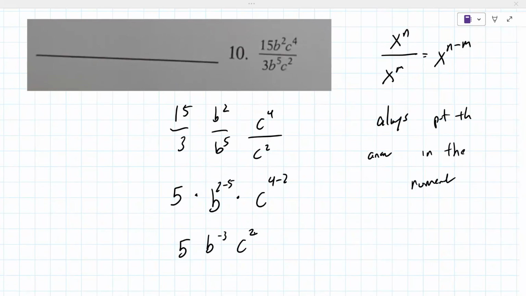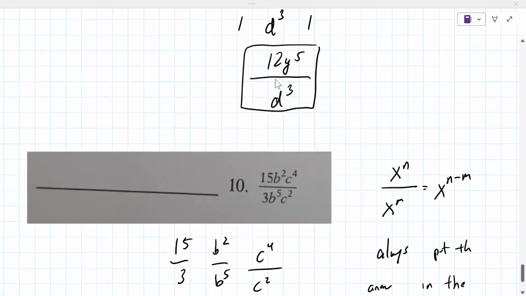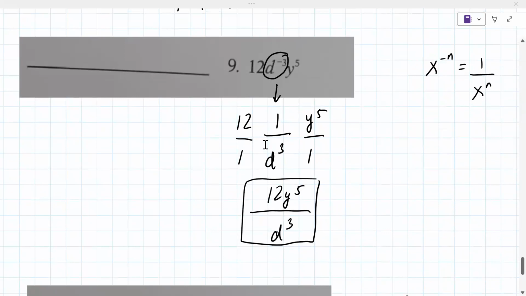And then 1 over b to the minus 3, and then c squared over 1. When it moves to the bottom, what happens to the exponent? Oh, okay. It becomes a positive. Yes.